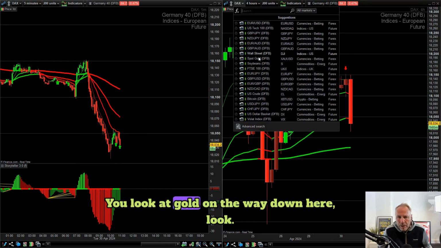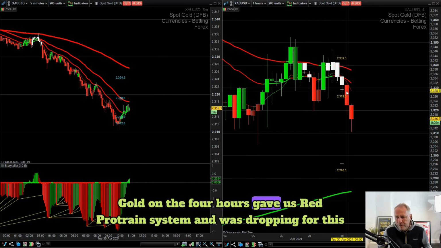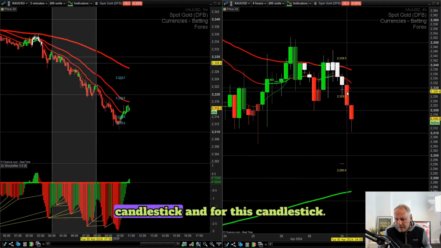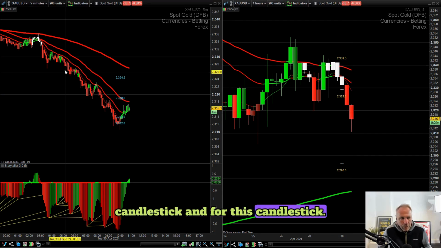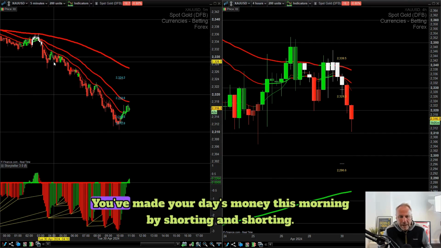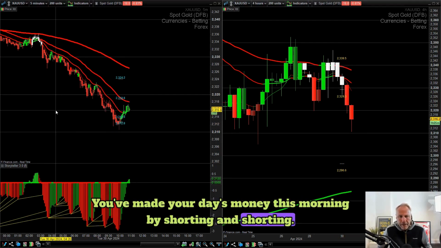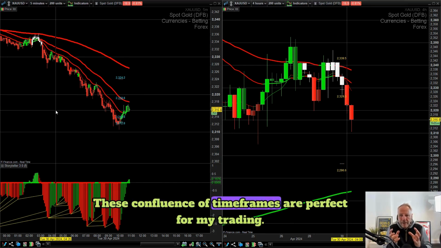You look at gold on the way down here. Look, gold on the 4 hours gave us red pro trend system and was dropping for this candlestick and for this candlestick. Well, look at all the 5-minute entries to the downside here. You've made your day's money this morning by shorting and shorting. These confluence of time frames are perfect for my trading.